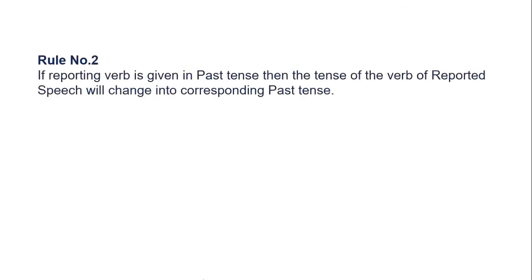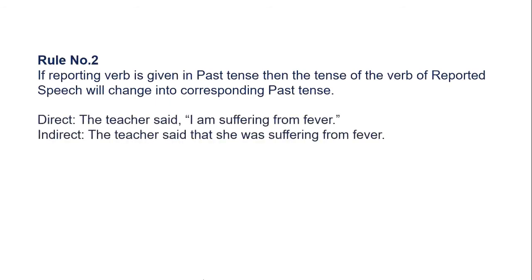Let's see rule number 2. If reporting verb is given in past tense, then the tense of the verb of reported speech will change into corresponding past tense. Let's see an example. The teacher said, "I am suffering from fever." Now, indirect speech is, the teacher said that she was suffering from fever. Okay? You see, "I am" is changed to "she was," because the reporting verb is in past form. So you have to use the past form of the verb while doing the indirect speech.